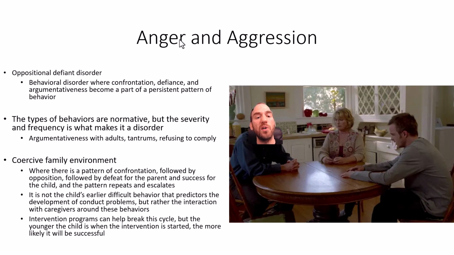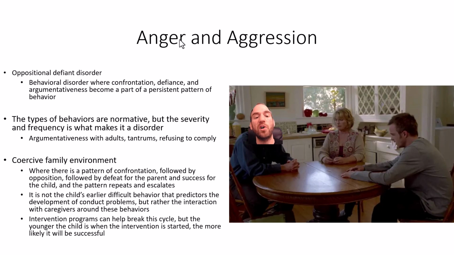Argumentative with adults, tantrums, refusing to comply. Coercive family environment. This is described as where there's a pattern of confrontation, followed by opposition, followed by defeat for the parents and success for the child, and the pattern repeats and escalates.